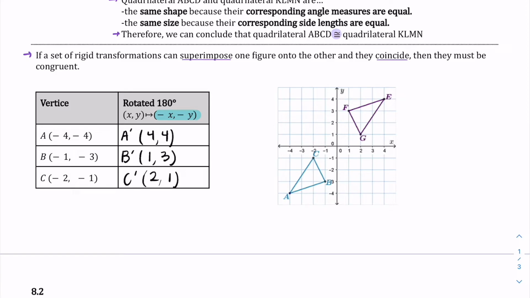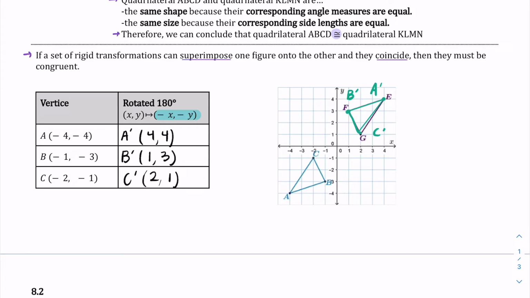So A prime is going to be 4, 4. We already have a point there, so this is A prime. B prime is 1, 3. We already have a point there, so this is B prime. And then C prime is going to be 2, 1. We have a point there at C prime. And then if you look, we obviously have points on all three same places. Ignore how that line is a little bit off. I just didn't connect it properly.